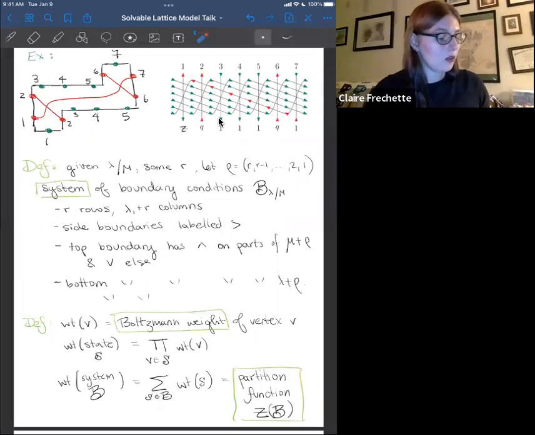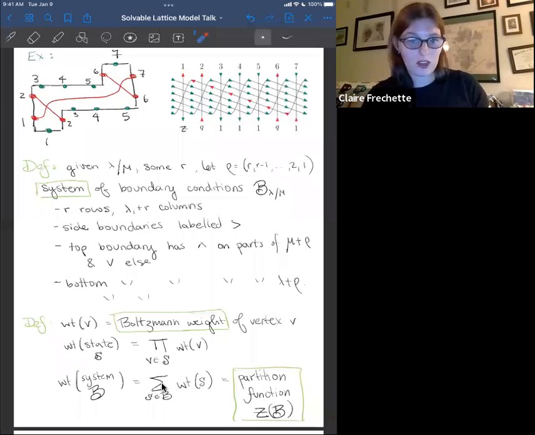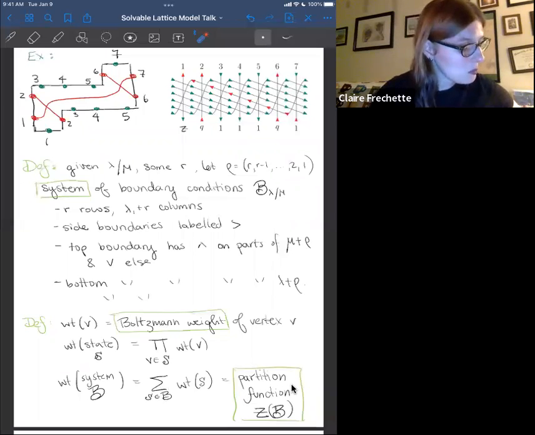As standard in lattice models, we also need to define a Boltzmann weight. If this is your first lattice model talk, I'm sorry I'm going a little bit fast through this, but we pick a Boltzmann weight for each type of vertex, and then we define the weight of a state to be the product over the weights of the vertices, and the weight of a system to be the sum over weights of states in that system. And this is also known as the partition function for that system.